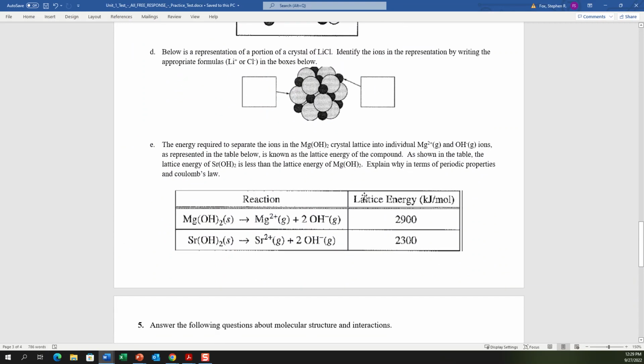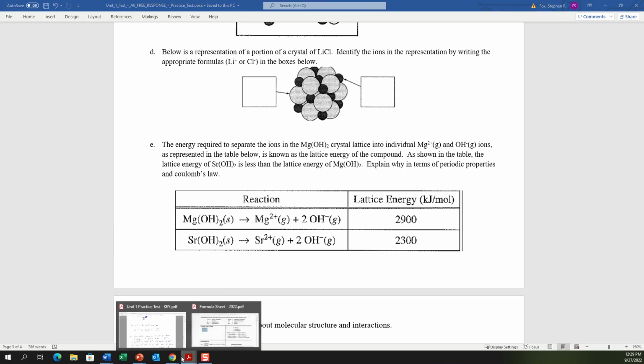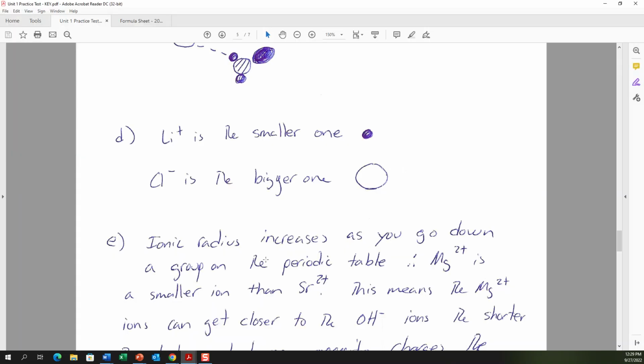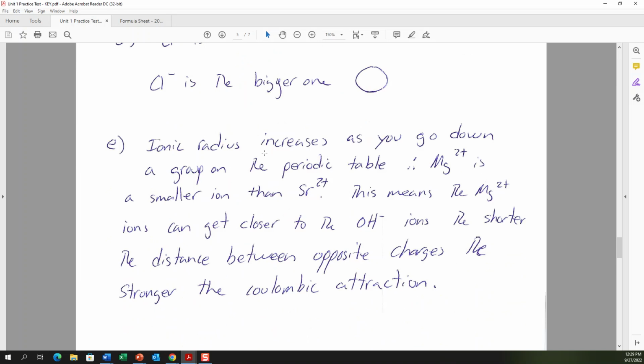All right, so this question's basically just asking why is magnesium hydroxide's melting point or lattice energy stronger than strontium hydroxide? So they're both ionic compounds. So it's why is this ion to ion interaction stronger than that ion to ion interaction? And it's just because magnesium's smaller than strontium, basically. So Coulombic attraction, the magnesium ions can get closer to the hydroxide ions. So ionic radius increases as you go down a group on the periodic table. Magnesium 2 plus is smaller than strontium 2 plus.